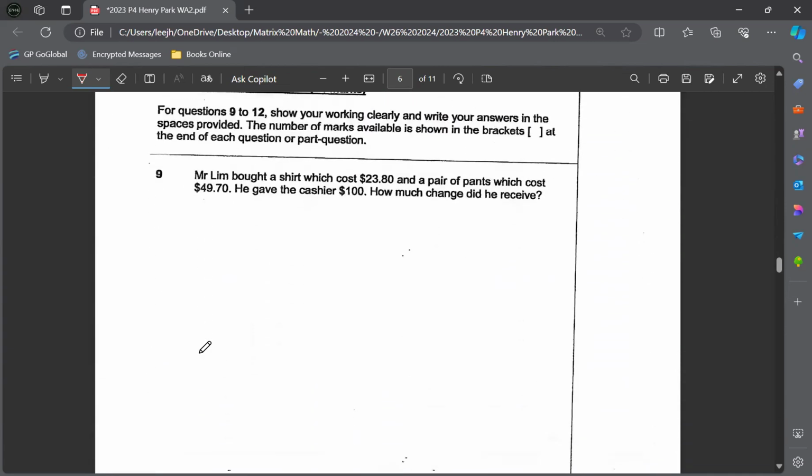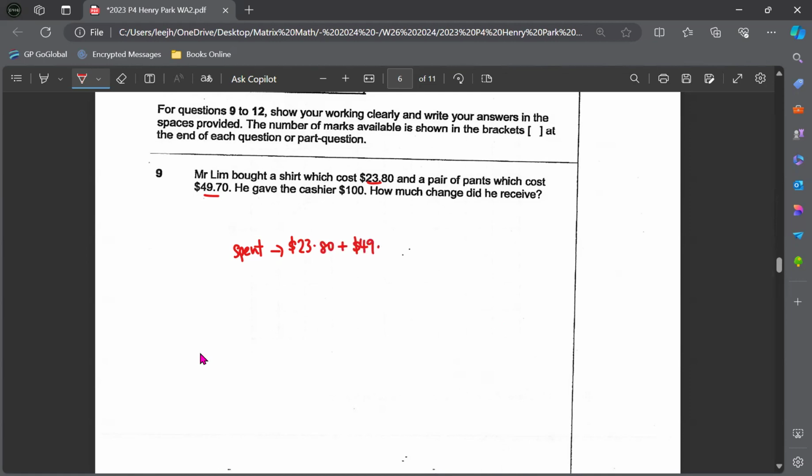Question 9. Mr. Lim bought a shirt which cost $23.80 and a pair of pants which cost $49.70. He gave the cashier $100. How much change did he receive? So this is very simple. We just find out how much he spent, by adding up how much he spent on things. So 23.80 plus 49.70. 73.50 is how much he spent, and he gave the cashier 100.